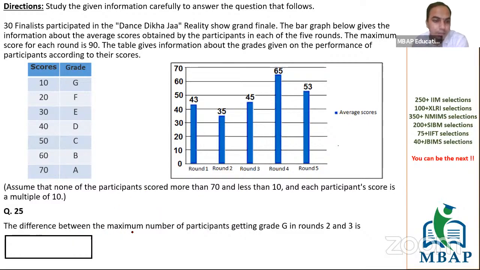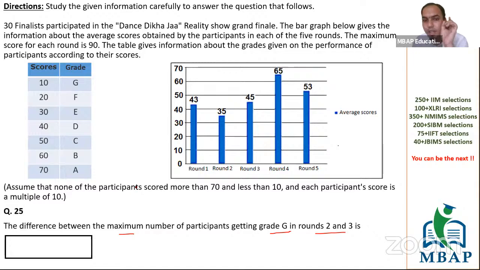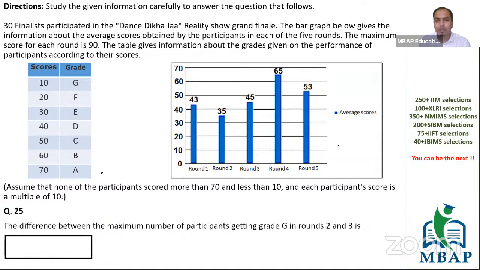Here again, the difference between the maximum number of participants getting grade G in round 2 and 3, all these questions that you see. My simple question that I have been emphasizing from the very beginning is, I need to figure out that first set. So definitely this is not the first set. Now, if someone is quick with number crunching, he can pick up this probably as his second or third set, but not as a first set for sure, comparing that to the scatter plot graph.